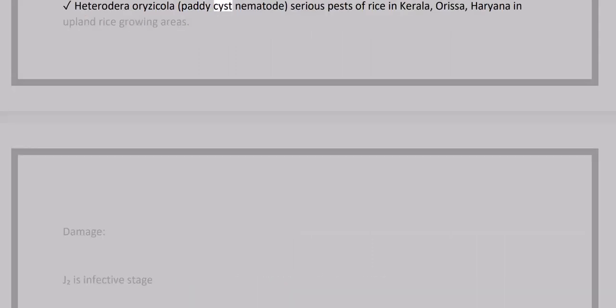Heterodera oryzicola, paddy cyst nematode, is a serious pest of rice in Kerala, Orissa and Haryana in upland rice growing areas. Damage: J2 is the infective stage; ETL equals 3 eggs per g of soil. Management of cereal cyst nematode.